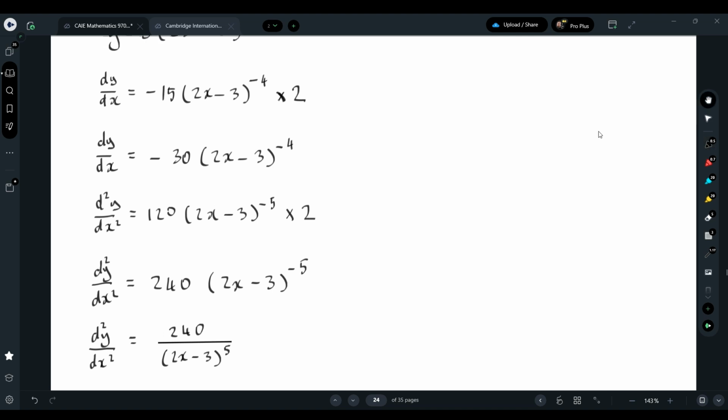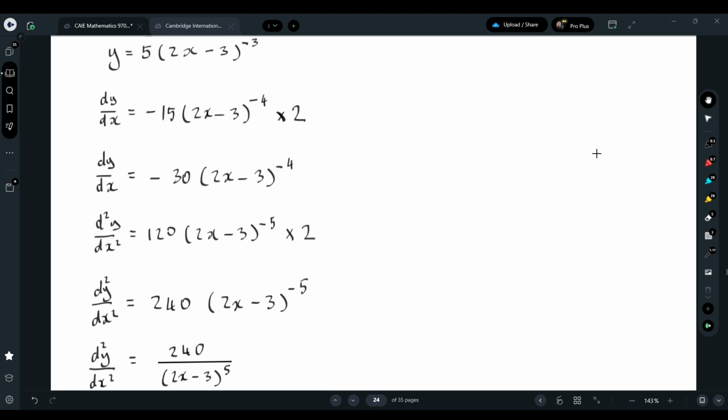And there we have it. We have found the second derivative of our function y equals 5, bracket 2x minus 3 to the power of negative 3.